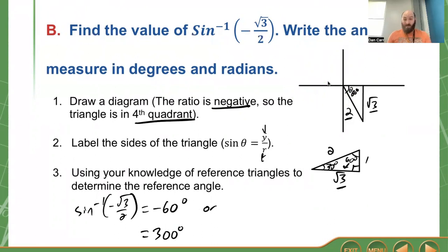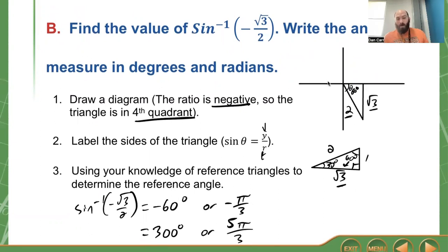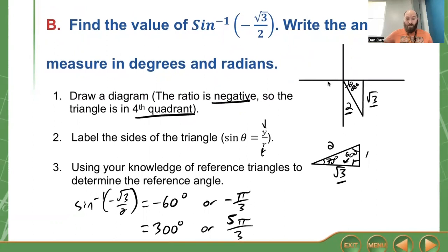Or in terms of radians, if I go negative 60, that's going to be negative pi over 3. Or in terms of 300 degrees, if I convert that real quick, 300 over 180 is going to turn into 5 pi over 3. Okay, I don't like the way I wrote 5, so let's fix that a little bit. So 5 pi over 3. Again, that's what we're finding: those angle measures in either degrees or radians. So negative 60 or negative pi over 3, 300 or 5 pi over 3.